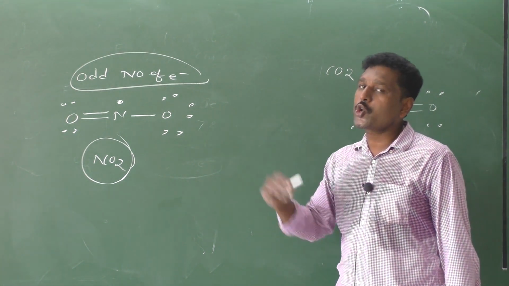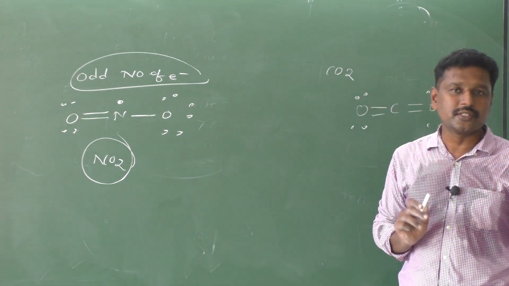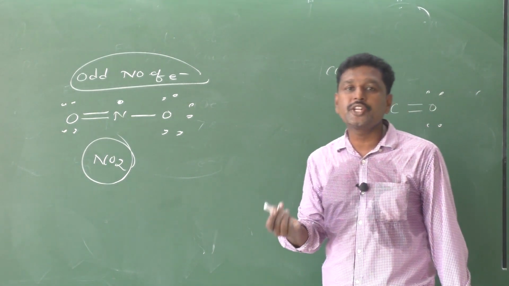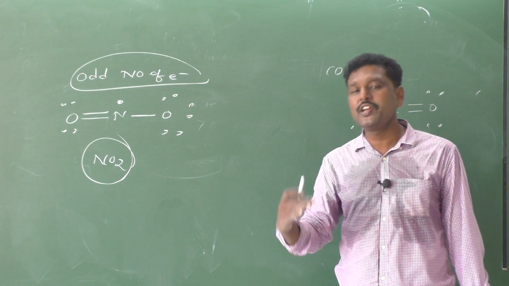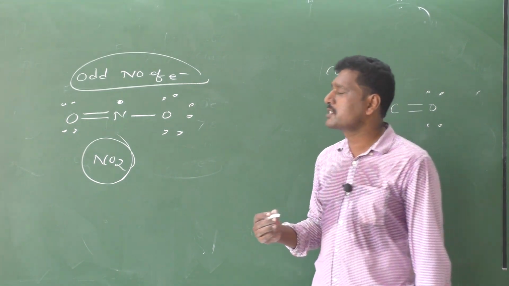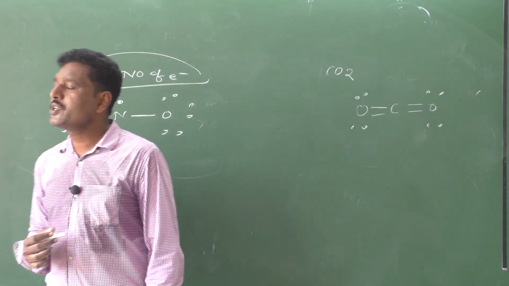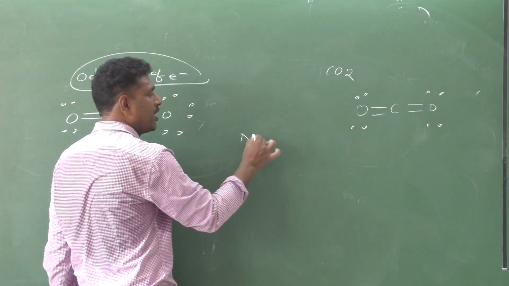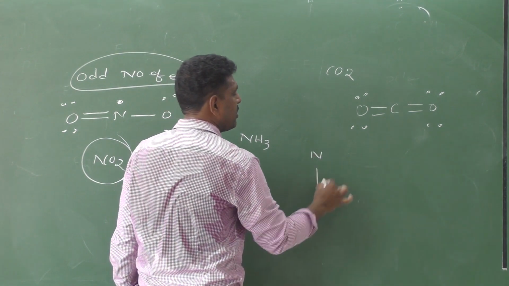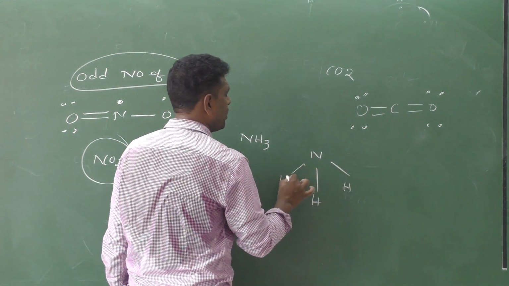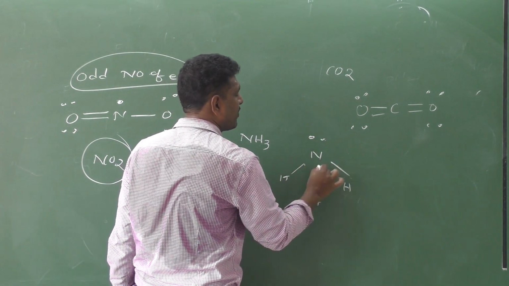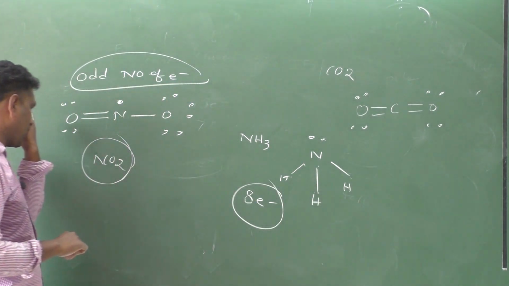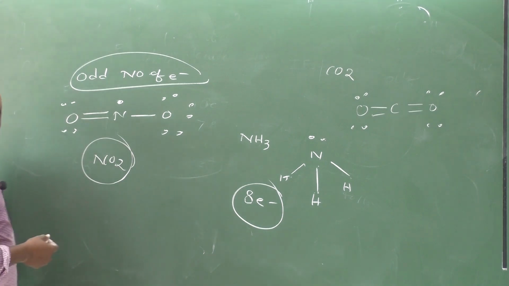So NO does not obey the octet rule. Observe the difference: if they ask which molecule is an example for the limitations of the octet rule, they will give molecules. For example, NH3. Does NH3 obey the octet rule or not? I will draw the structure of NH3. Here one lone pair. 1, 2, 3, 4, 5, 6, 7, 8. Therefore, 8 electrons, it obeys the octet rule.